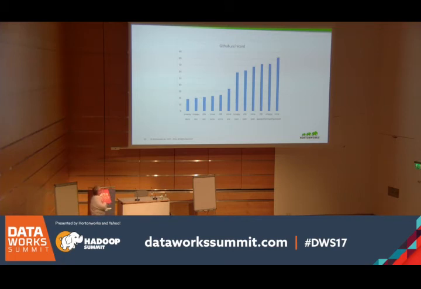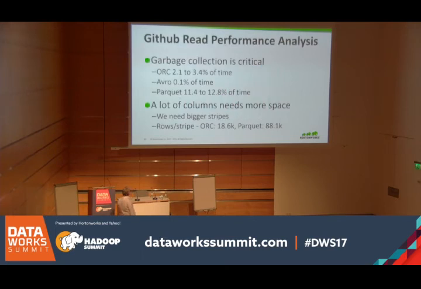Let's see, other pieces to notice. JSON is the next fastest, and then Avro and ORC kind of mix it up in the middle there. Garbage collection became even more important in this one because it's so highly structured that Parquet was spending between 11 and 13% of its time doing garbage collection. ORC was 2.1% to 3.4% of the time garbage collecting, which is still higher than I was expecting. We need to investigate that more. Avro, again, was doing really well.